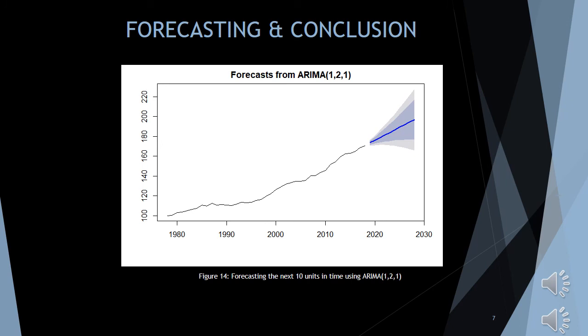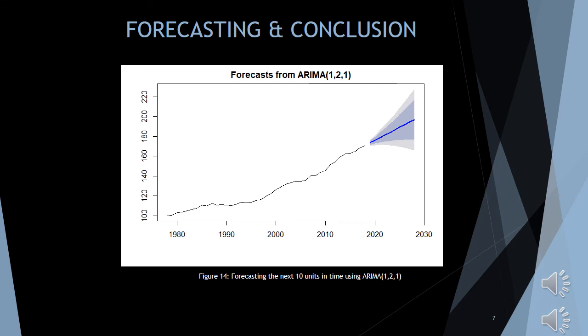The residual analysis for both models looked very similar, and hence using the principle of parsimony, the simplest model, which is ARIMA 1,2,1, was used for forecasting the next 10 years of Australian energy productivity from 2019 to 2028.